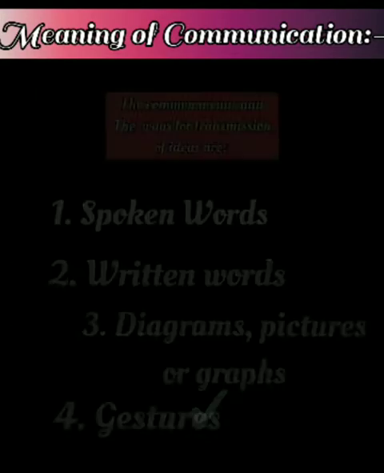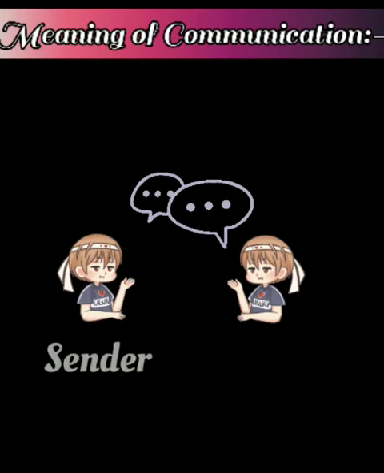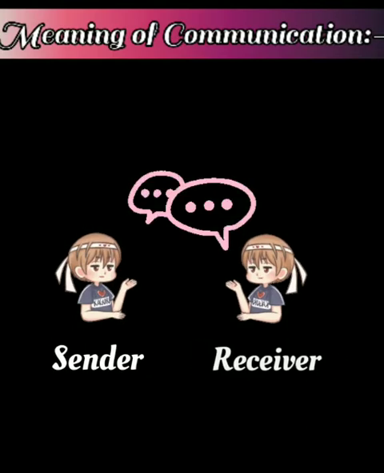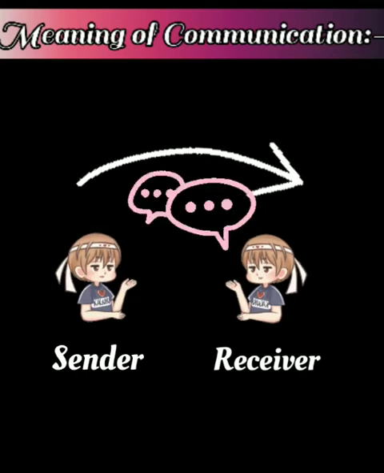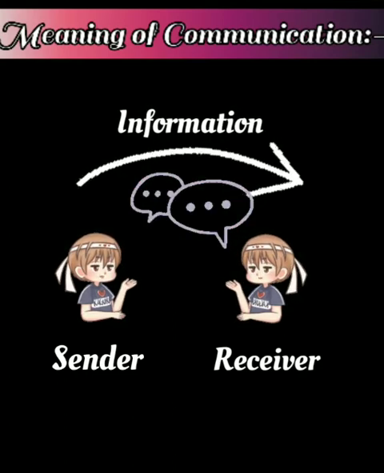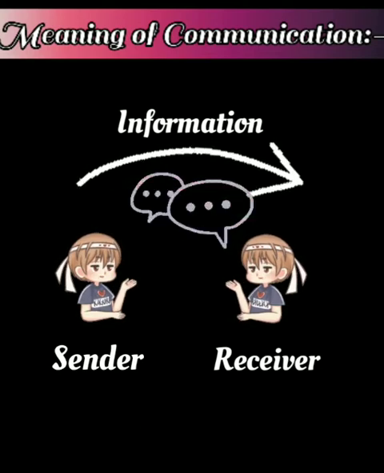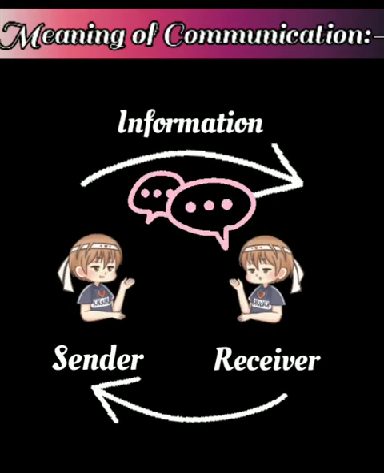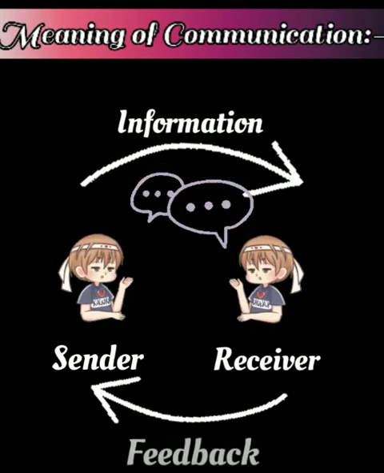So, in a communication process, two parties are involved, the sender and the receiver. The sender is the one who passes some information or instructions to someone, and the one who receives it is called the receiver. The response which the receiver gives to the sender is called the feedback.